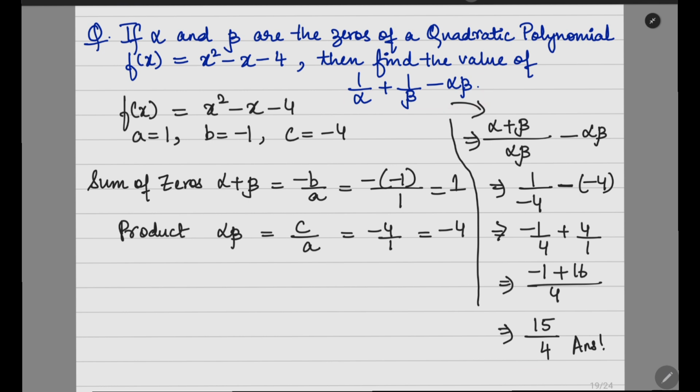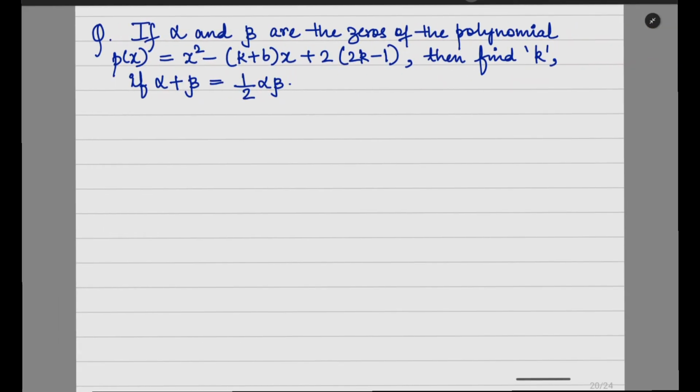Okay. Let's move on to the next question. Yeah. So again, you're given alpha and beta are zeros of the polynomial. Find k, if alpha plus beta is equal to 1 by 2 alpha beta. Okay. So let us take the given polynomial.